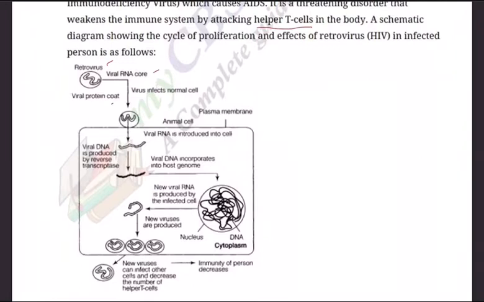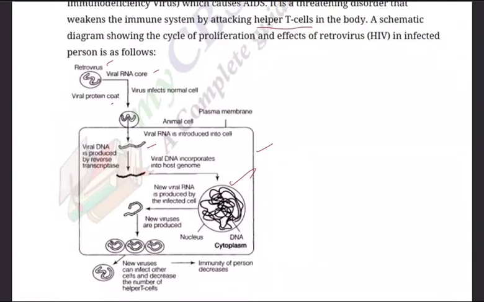Now you have a retrovirus with a viral RNA core and a viral protein coat. The virus infects the normal cell. This is the normal cell, and it enters inside through the plasma membrane. The viral RNA is introduced into the cell. Viral DNA is produced by reverse transcriptase. Once that happens, the viral DNA incorporates into the host genome. So there is a duplication of RNA, with RNA becoming DNA. That viral DNA gets incorporated into human DNA. So new viral DNA is produced by the infected cell.